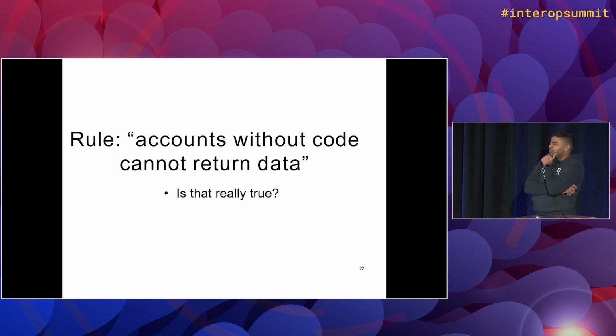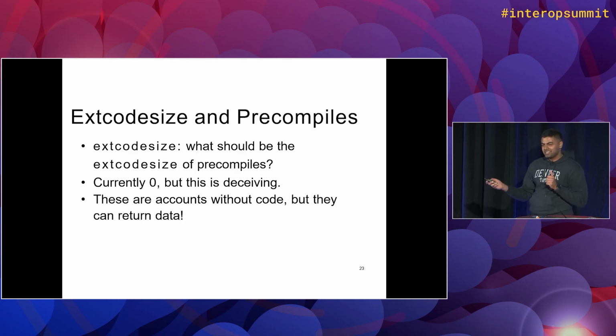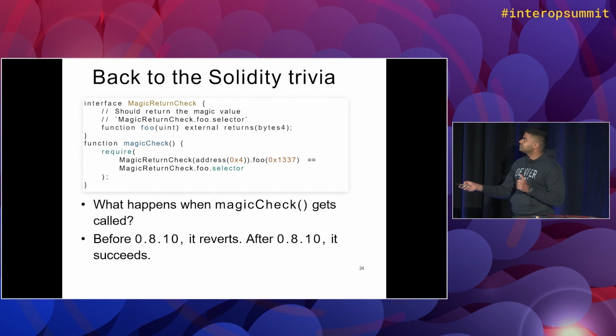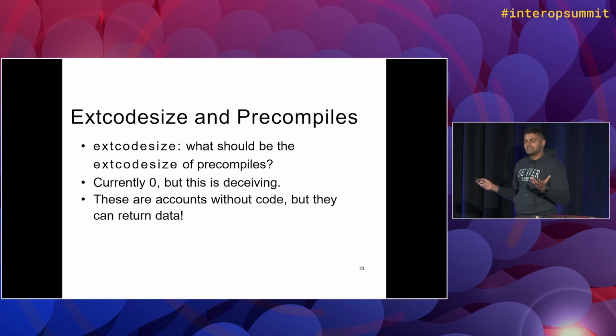Now let's go back to the rule that we used to make the optimization. The rule was accounts without code cannot really return data. Is that actually true? What do you think? Can you have an address which is empty, but it can actually return data? I almost gave a hint. The precompiles can actually return data, but the extcodesize of the precompile is actually 0.